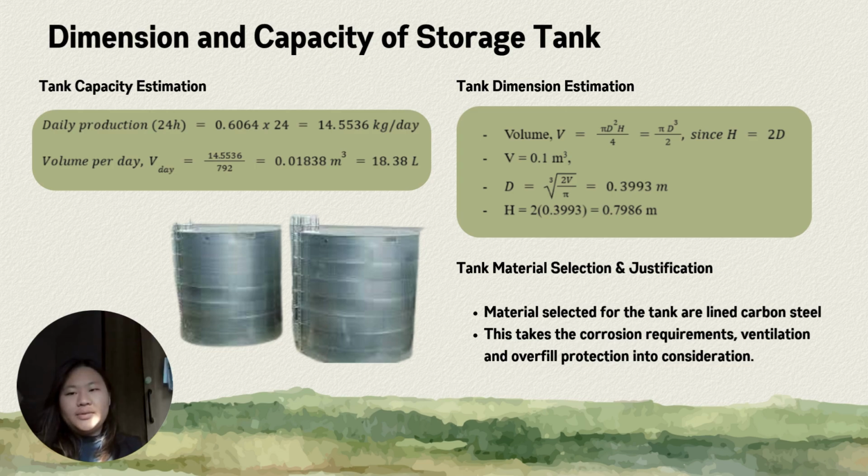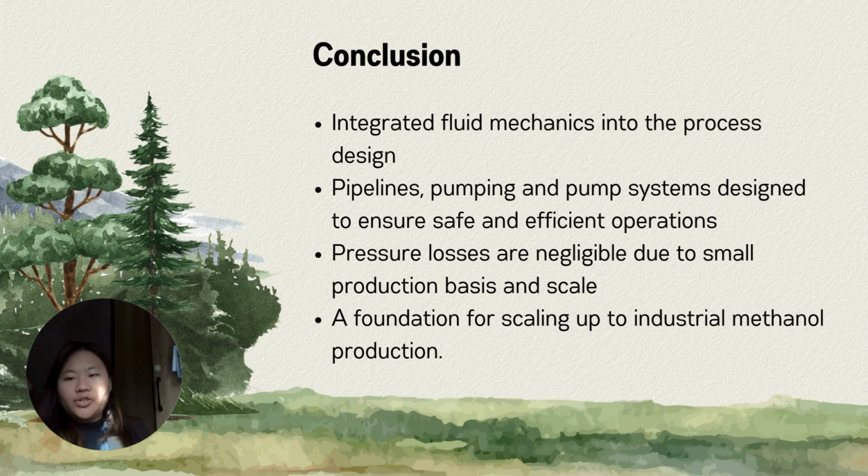As for the storage tank, it was designed as a vertical cylindrical tank with a capacity of 100 liters, providing around 5 days of buffer storage. Safety features such as check valves, leak detection, grounding, and bund walls are also included to ensure safe transfer and storage of flammable methanol. In conclusion, Chapter 3 demonstrates how the principles of fluid mechanics are integrated into chemical process design.